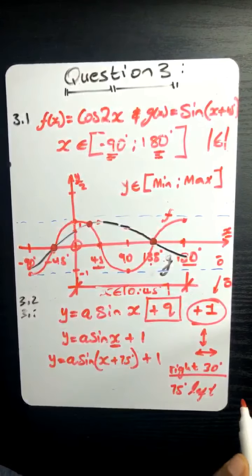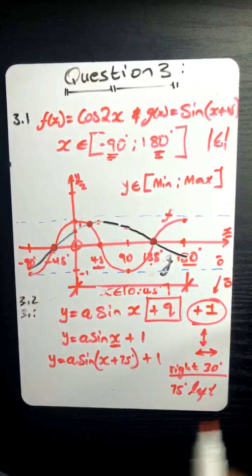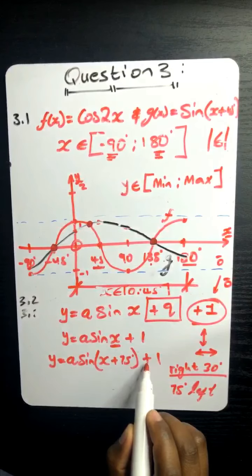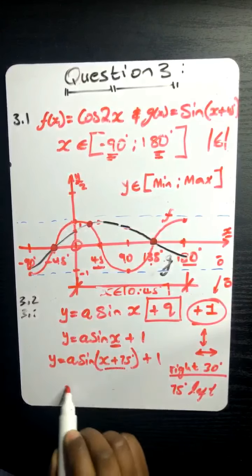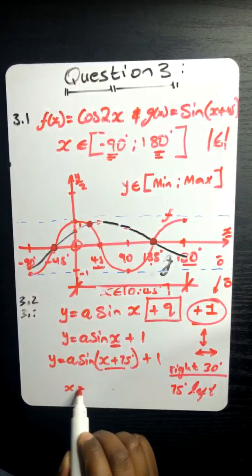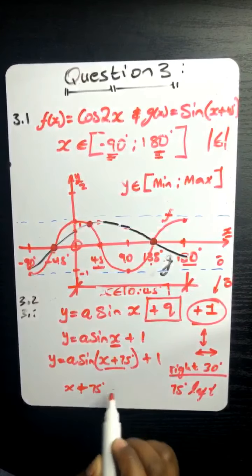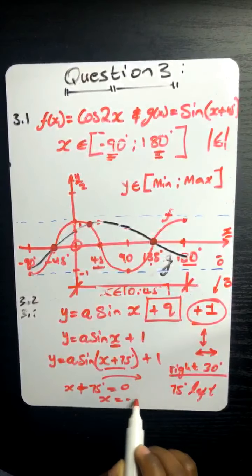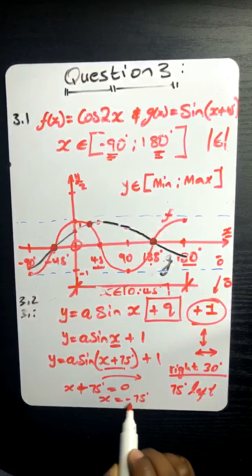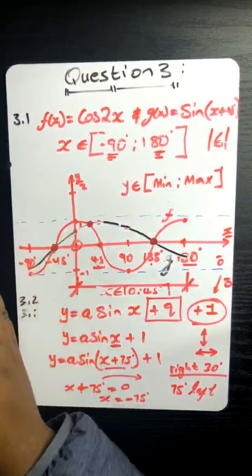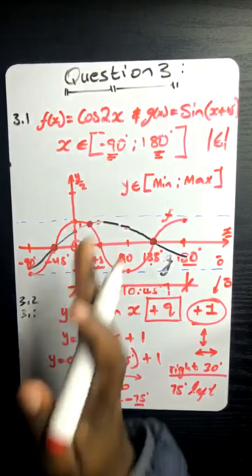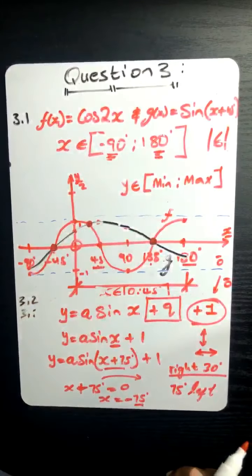75 degrees. Why the opposite sign? Because if you were given this as an equation and you want to know by how many units and in which direction it shifted, you take this thing and equate it to 0. x plus 75 equals 0. Then you transpose, and you end up with x equals negative 75. Negative means on the left side, so it shifts by 75 to the left.